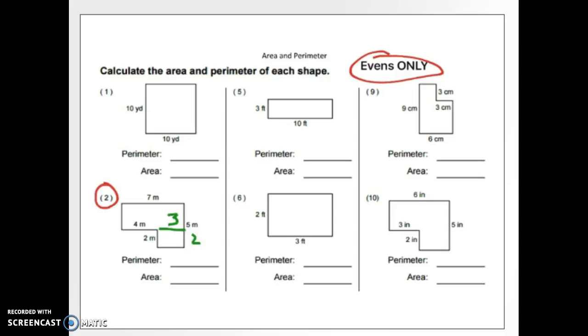So for that one, the area of this small rectangle would be 2 times 3, which is 6. Then the area of this bigger rectangle would be 7 times 3, which is 21. And then 21 plus 6 gives me area of 27 meters squared. Perimeter, I think you guys don't have a problem with, because it's literally just adding up all the sides. So I just wanted to go over that.